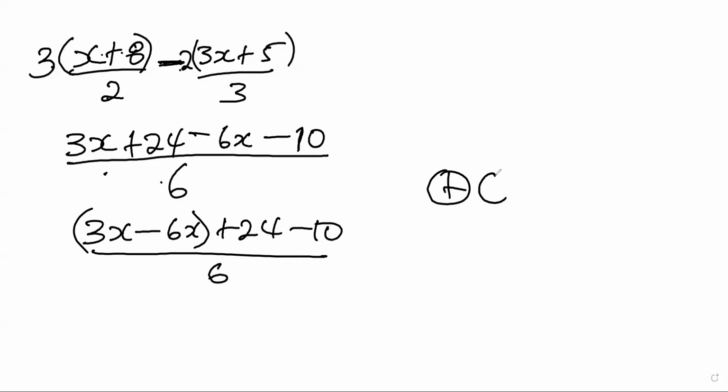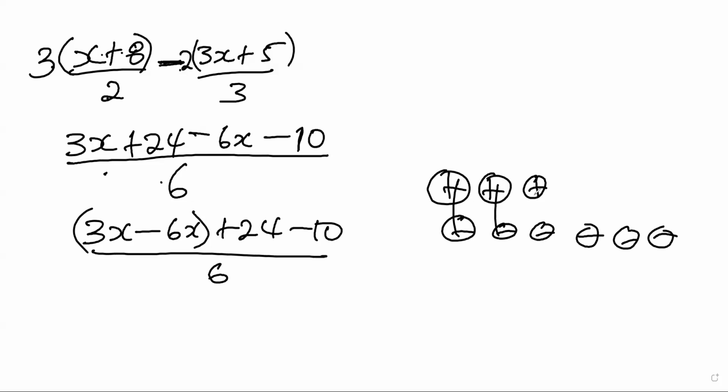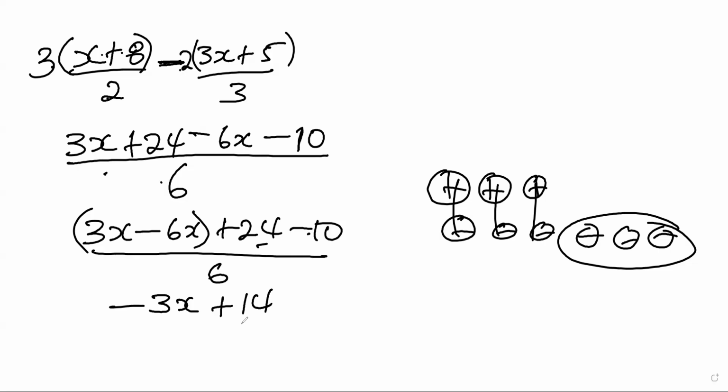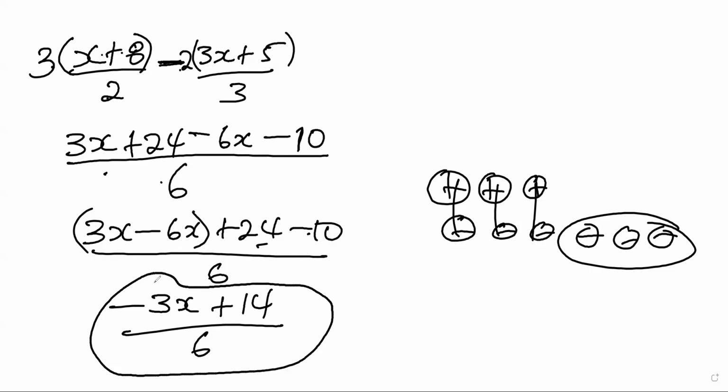Again, positive 3. Remember, guys, I wonder why I do this so many times. These are the key if you want to get a straight A in maths. Once you master this, every topic is easy for you. So minus 3x, right? 24 take away 10, 14. And then this all over 6. So this is our final answer: minus 3x plus 14 over 6.